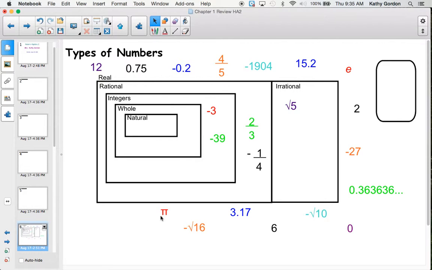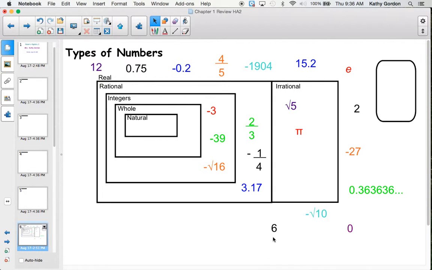Pi. Irrational. Good. Negative square root of 16. Integers. Yeah. Why is it an integer and not an irrational? -4. Yeah, because when you simplify it, it becomes -4, which is an integer. Sorry, as I was saying that, I'm like, wait, I put that in the wrong box. All right, so negative square root of 16 should be in the integer box. 3.17. Rational. It's a terminating decimal, so it's going to go in the rationals.